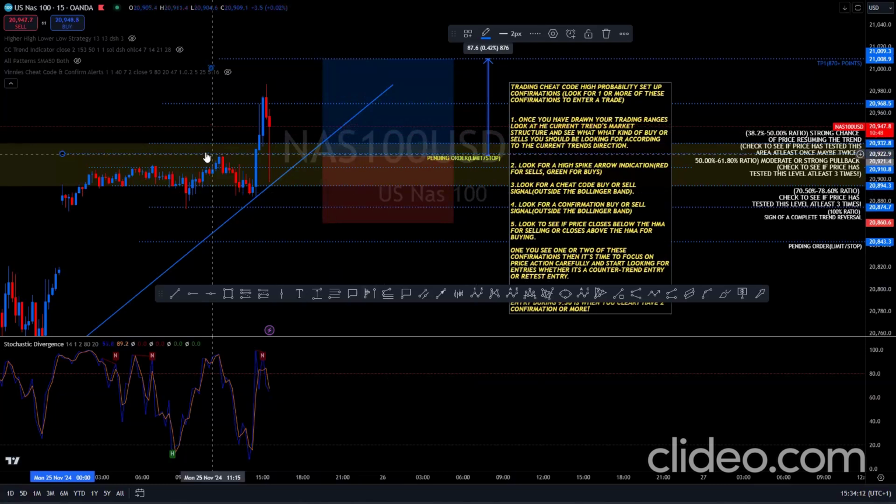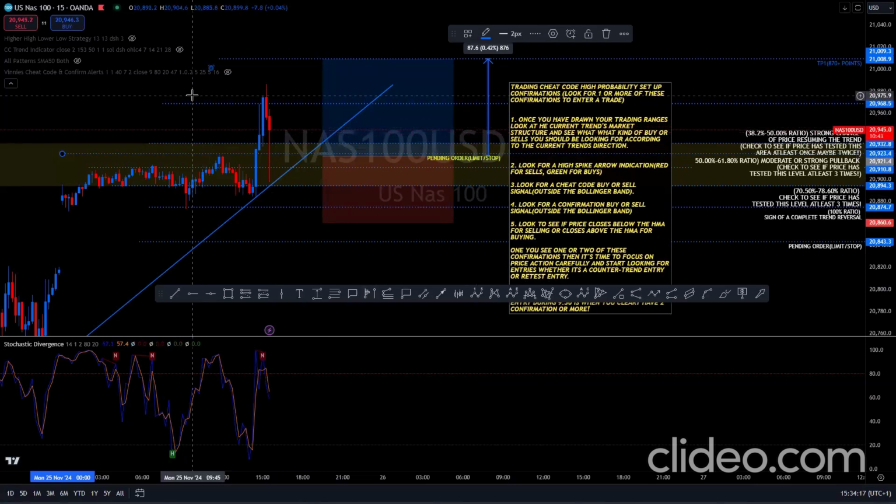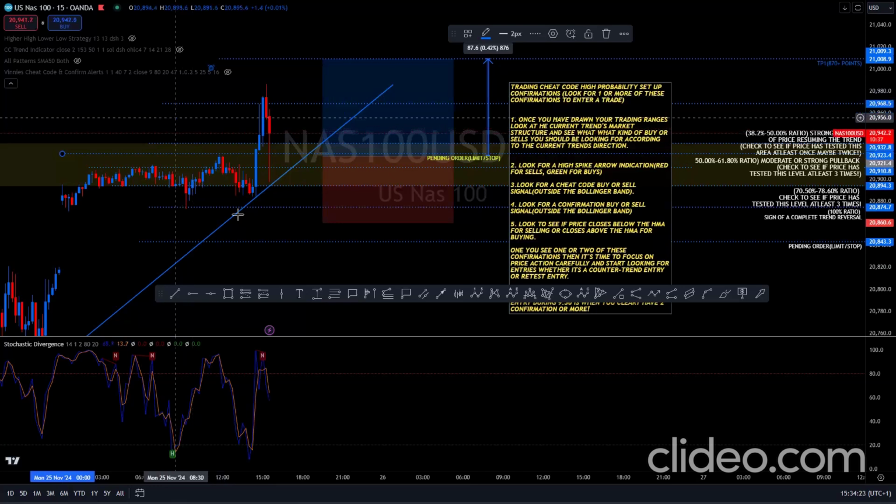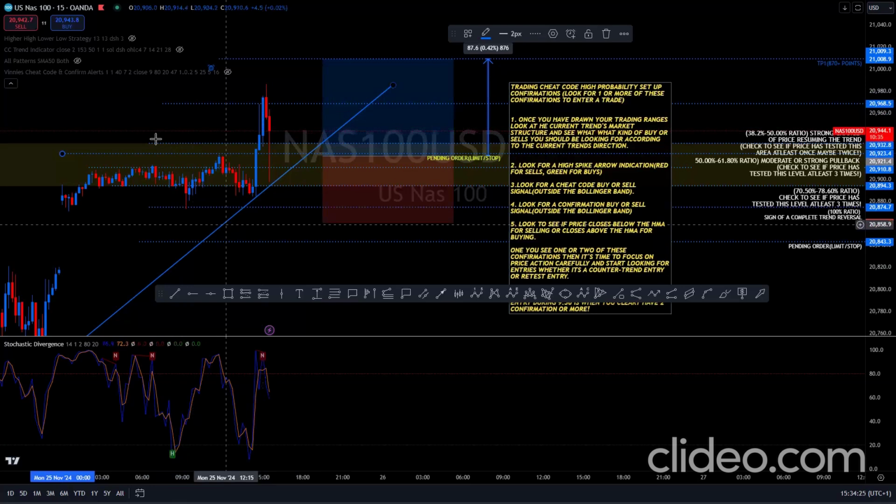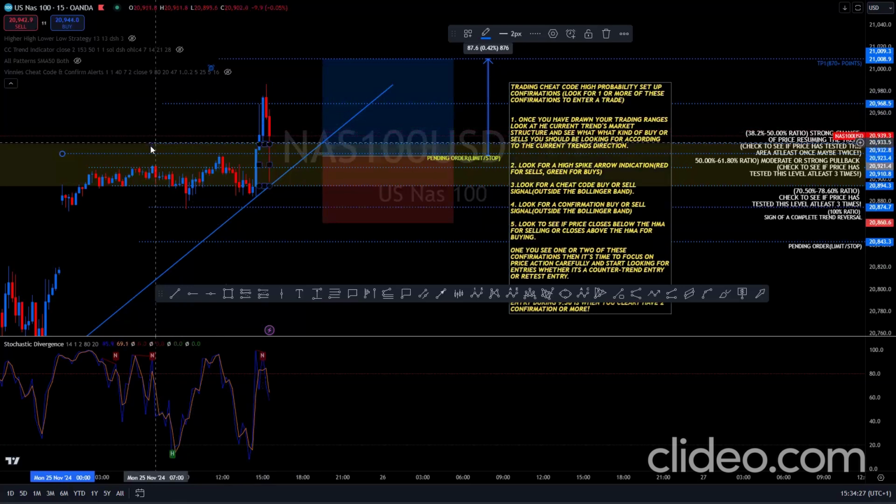Now, if price doesn't come back and hit this pending order, then I might do a buy stop right here. Pending order has been activated. Let's see how we do.